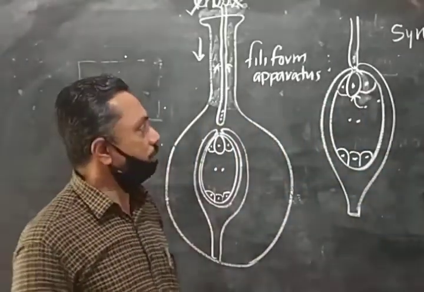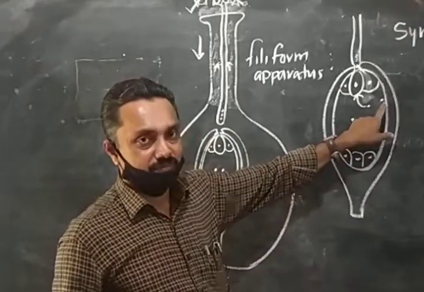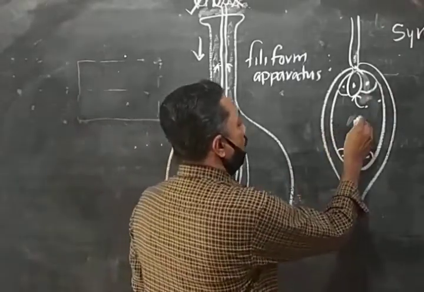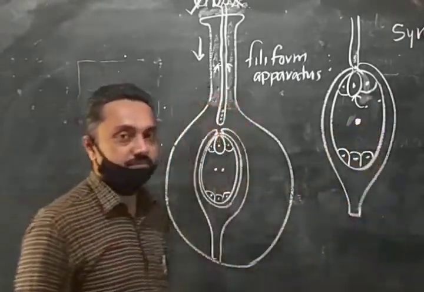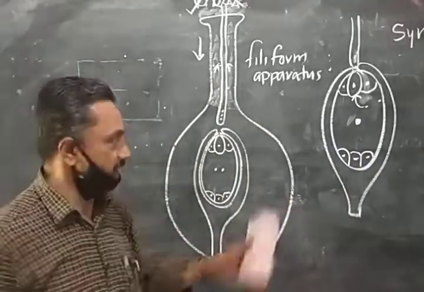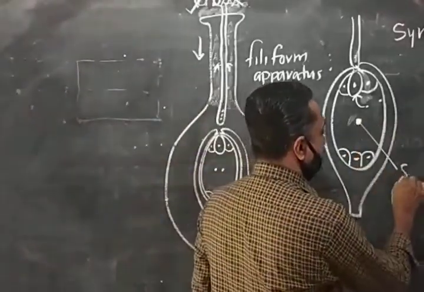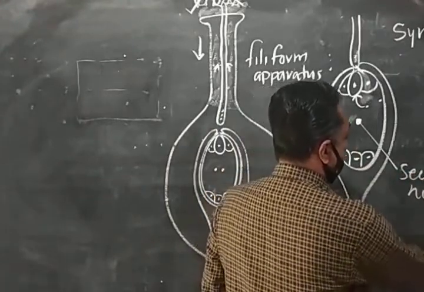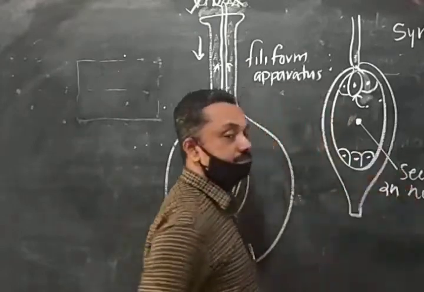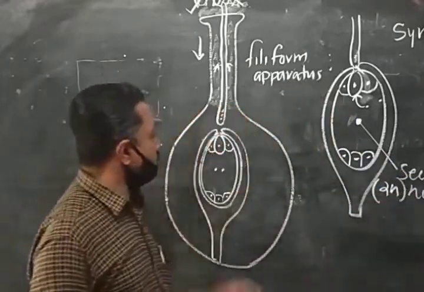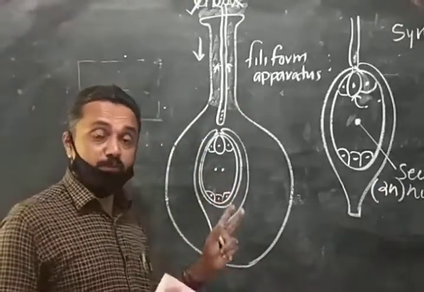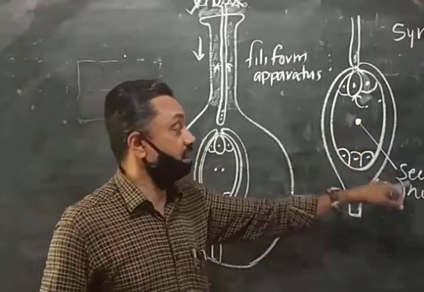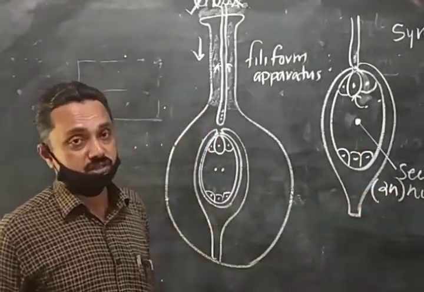And one male nucleus is remaining here. Before the next process, the two polar nuclei join together. Now the resulting nucleus is called the secondary nucleus. The secondary nucleus is diploid. Before the next process, the two polar nuclei join, resulting in a diploid secondary nucleus.